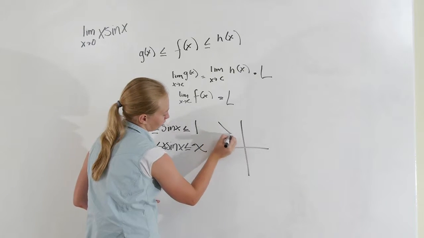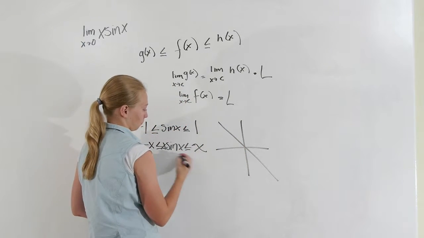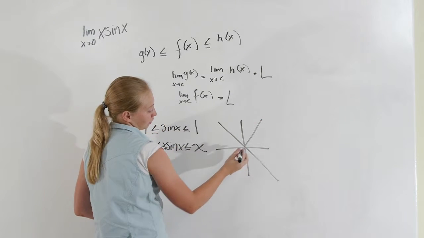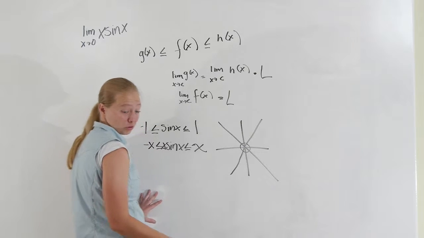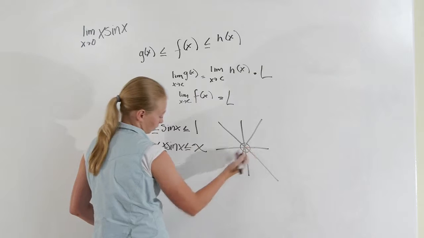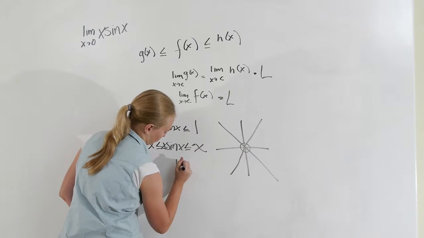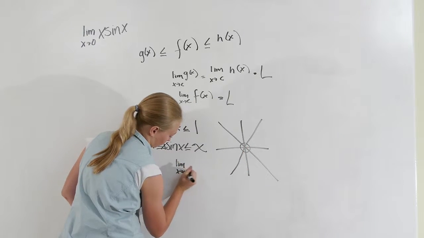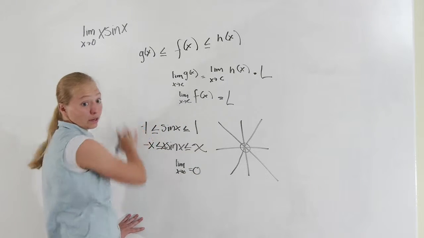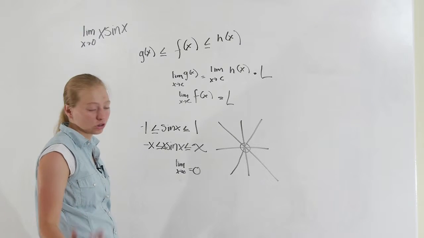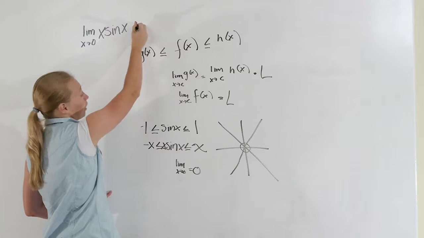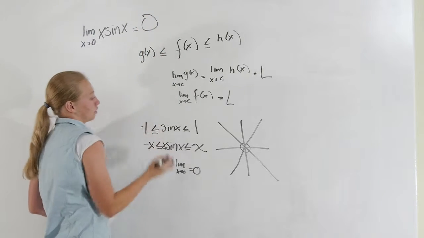Now, if we graph this, negative x looks like that. Positive x looks like this. And at x equals 0, the limit as x approaches 0 is 0. So, as stated by the sandwich theorem, or squeeze theorem, or pinch theorem, or whatever you know it by, the limit of x sine of x as x approaches 0 is 0.